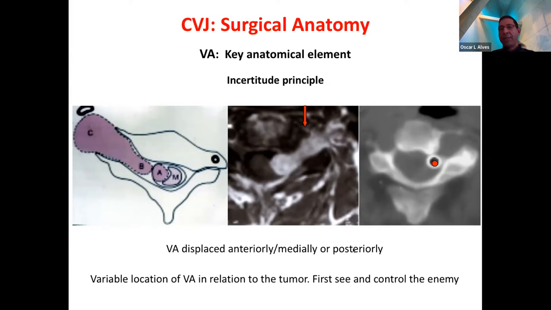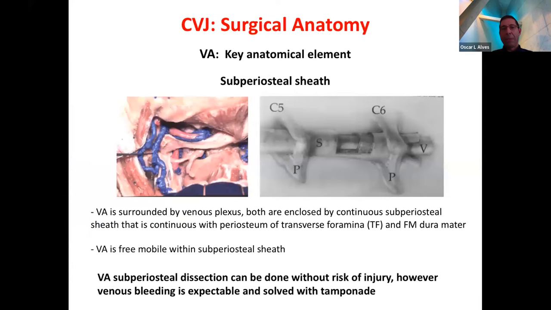So for a successful surgery, you have to first see and control the enemy. The enemy here is going to be the vertebral artery. Is it possible to identify the vertebral artery and to dissect around it? Of course it is. The vertebral artery is surrounded, as you see here, by a venous plexus, and both of them are enclosed in a continuous subperiosteal sheath that is continuous with the periosteum of the transverse foramen and the foramen magnum dura mater. And the vertebral artery moves freely within this subperiosteal sheath.